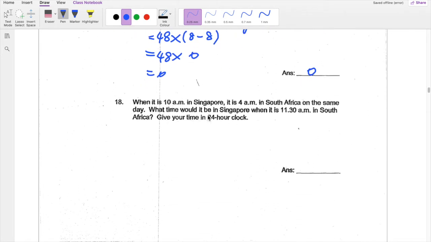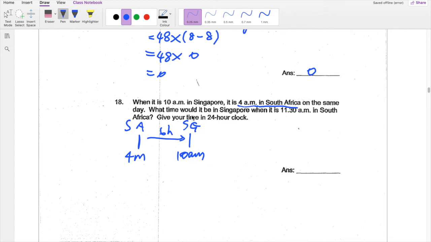Okay, question 18. When it is 10 a.m. in Singapore, it is 4 a.m. in South Africa on the same day. What does this mean? On the same day, when South Africa is 4 a.m., in Singapore it's 10 a.m. So it means the Singapore time is 6 hours later than South Africa.